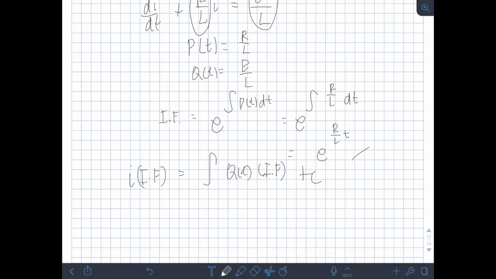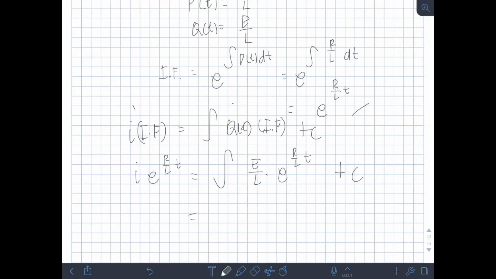So, same form pa rin. It's just that our variables are now I and T. Therefore, I times the integrating factor E raised to R over L T equals the integral of Q of T, which is E over L, times the integrating factor E raised to R over L T, plus C. So we integrate this. This E over L can be taken outside, and we integrate the E raised to R over L T.